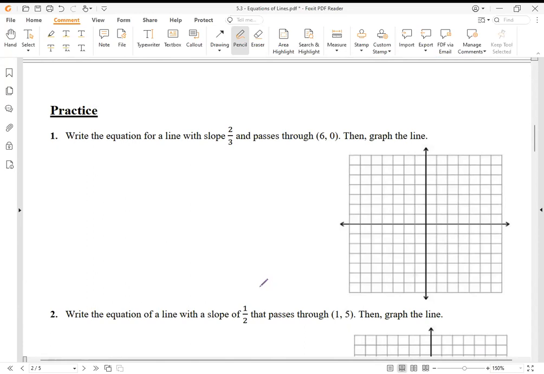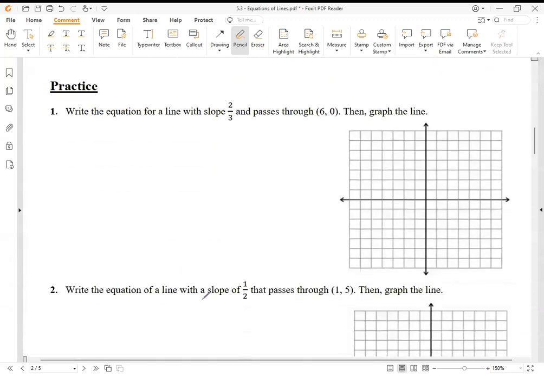Write the equation for a line with slope 2/3 that also passes through 6. After you find the equation, I want you to graph the line. Passes through, like, yeah. Okay.